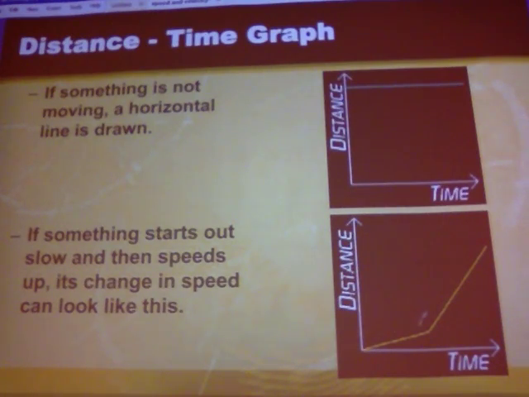Or you might have something like this, where you have a gentle slope at the beginning, and then the slope gets very steep. That indicates that during this gentle slope, the object was moving pretty slow, starting out slow, and then it speeds up. And when it speeds up, you have more of a slope to your line.